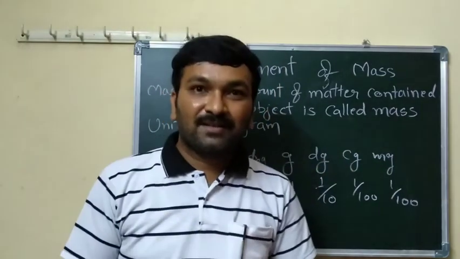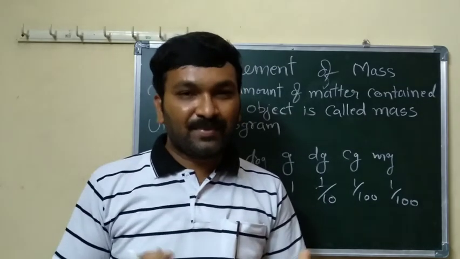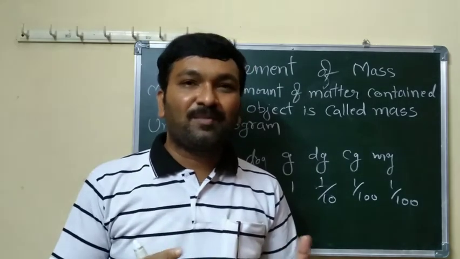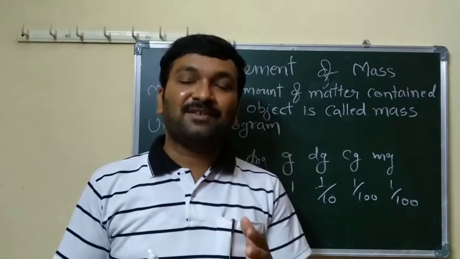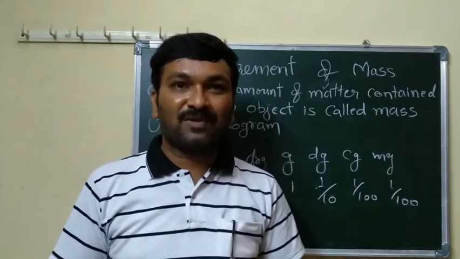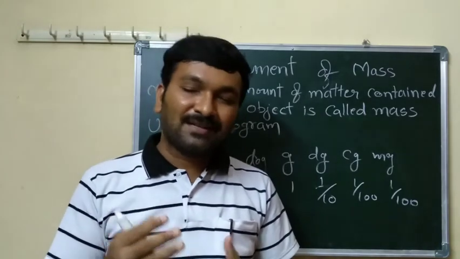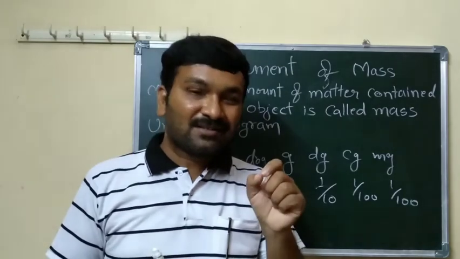One more point is the devices which are used for measuring mass: beam balance, digital balance, spring balance. On the starting day I showed more than 10 types of balances, different single bar, double bar, like so many. Digital, in that also macro means small quantity.